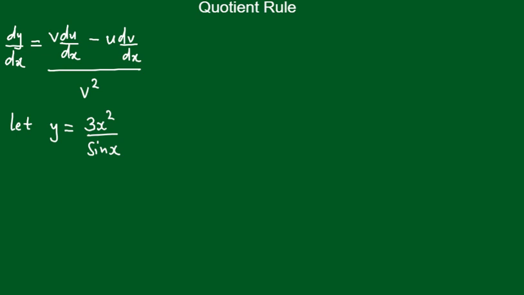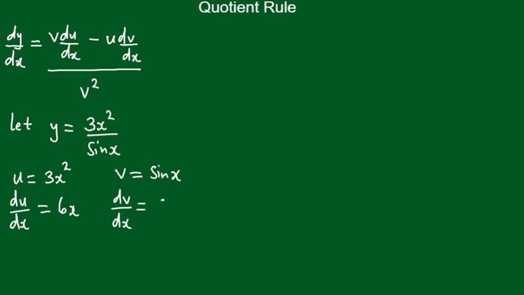simple question. So we're going to let u, let's say u is equal to 3x squared. What is du dx? Du dx is 6x. We differentiate u, and then v, our v is going to be sine x. We differentiate that, dv dx is equal to cos x.